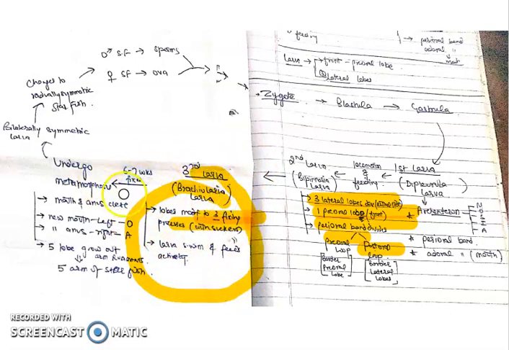Then after 6 to 7 weeks, this larva gets fixed, it undergoes metamorphosis, and this bilaterally symmetric Brachyolaria larva gets transformed into the radially symmetric adult starfish, and this life cycle goes on repeating. So this is all about the life history of starfish.